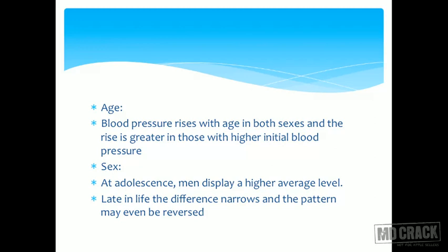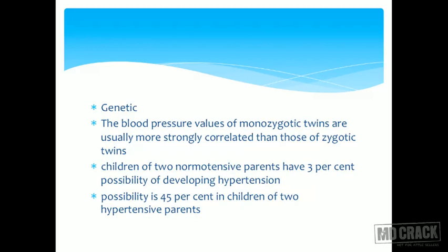Coming to sex, again, I told you the example of both age and sex compositely on the levels of blood pressure. Remember, there is continual research going on the benefits of estrogen therapy for hypertension also. Coming to the next non-modifiable factor, we have genetics. The blood pressure values of monozygotic twins are more closely correlated as compared to the dizygotic twins.